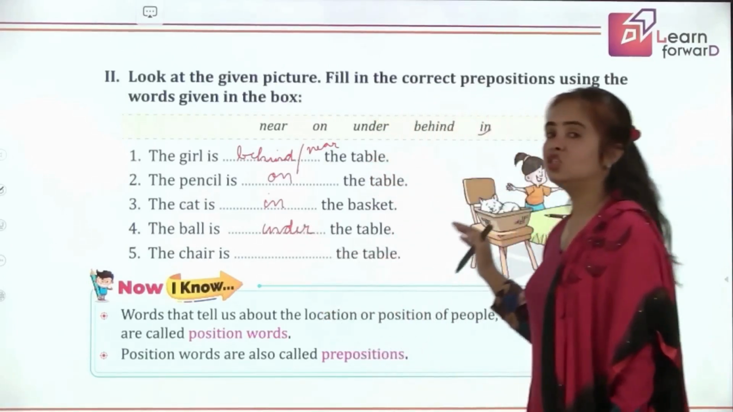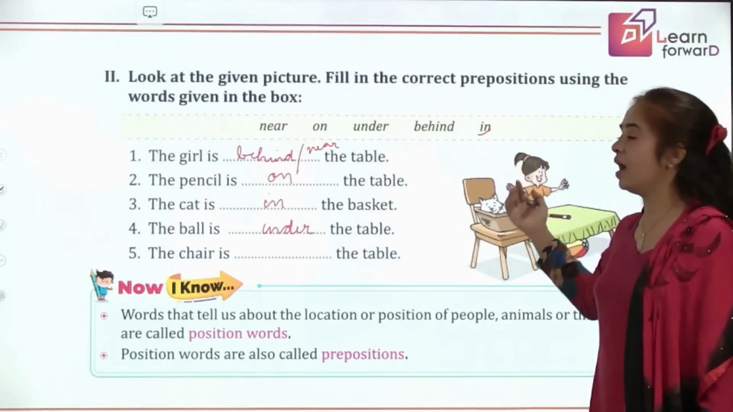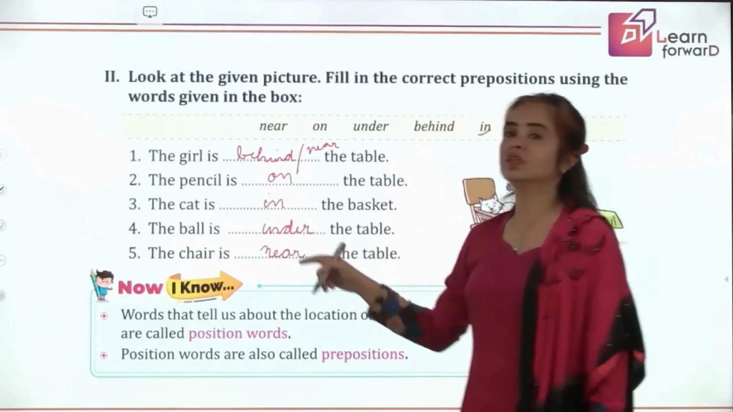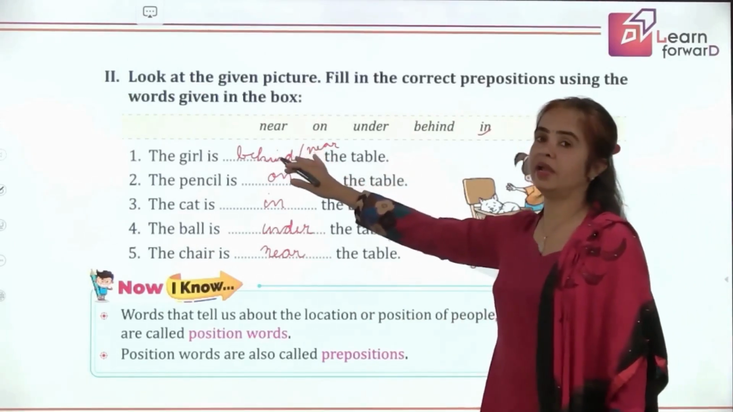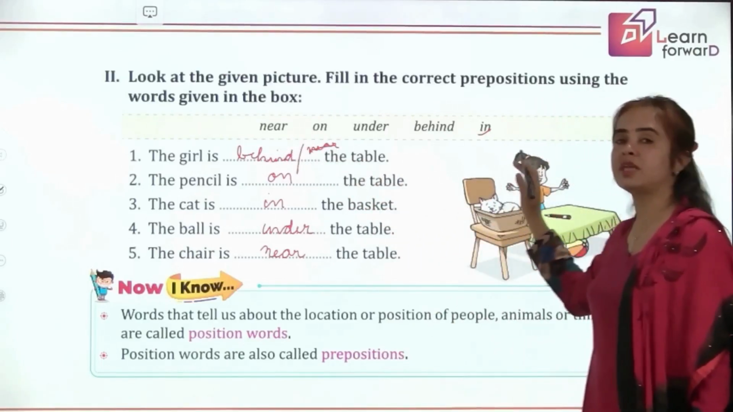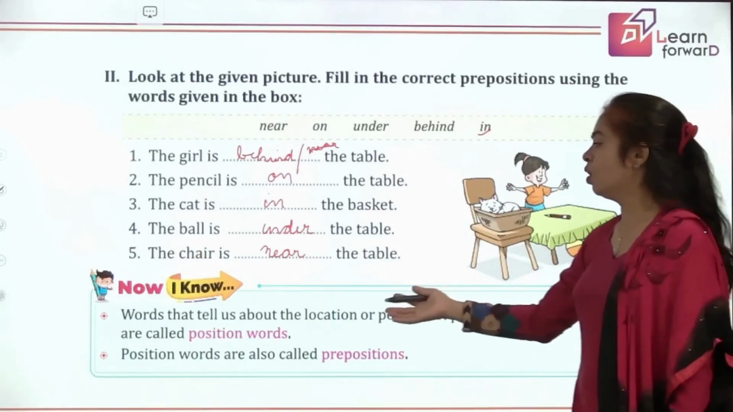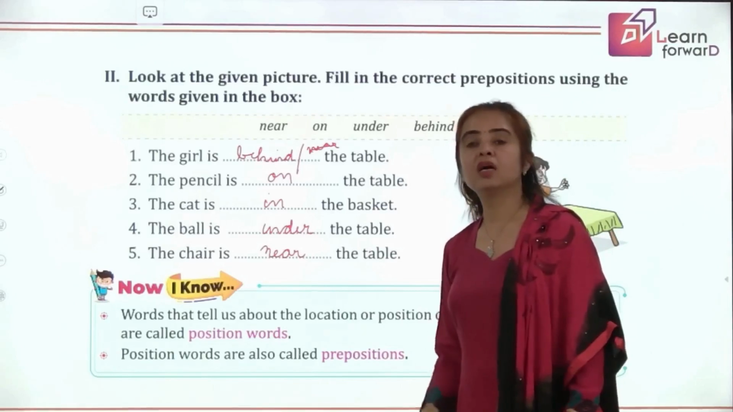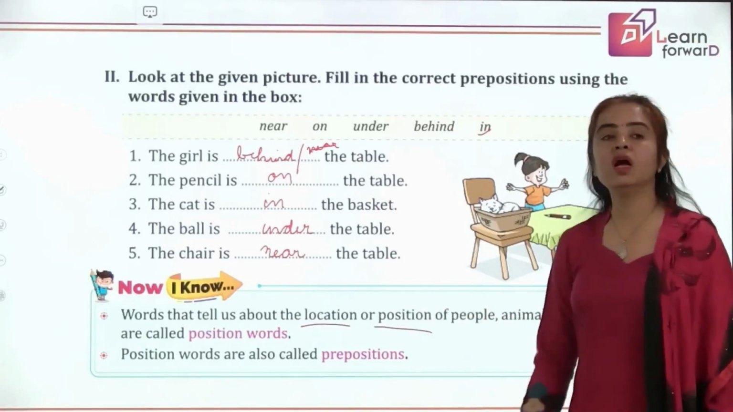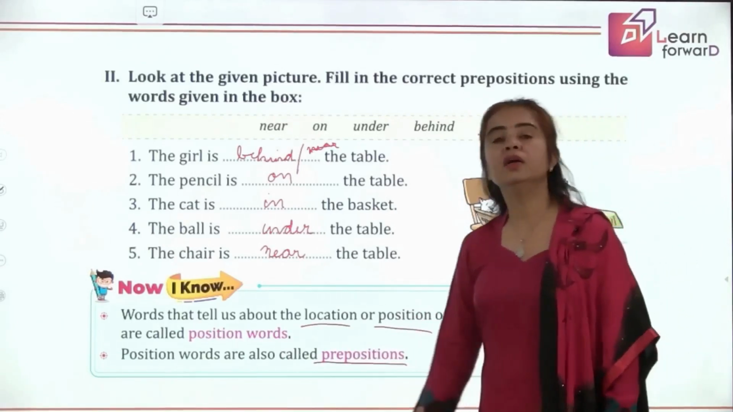And see the chair. We are left with chair now. Chair is near the table. It cannot be behind. So here only one word is possible. That means for the girl, you can say only behind if you don't have to repeat, right? Otherwise, both are possible. She is standing near the table also. She is standing behind the table also. So now what you know? You know about prepositions, that prepositions are the position words. They tell you the location or position of the nouns in the sentence. And they are also called prepositions.